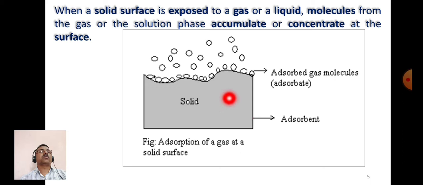So this is the solid substance and it acts as an adsorbent, whereas these gas molecules act as the adsorbates. Adsorbate is nothing but the gas or liquid molecules which deposit on the surface of the solid substance, whereas adsorbent is a solid substance on whose surface the deposition of gas or liquid molecules occurs. And the phenomenon of the deposition of gas or liquid molecules at the surface of a solid substance is known as adsorption.